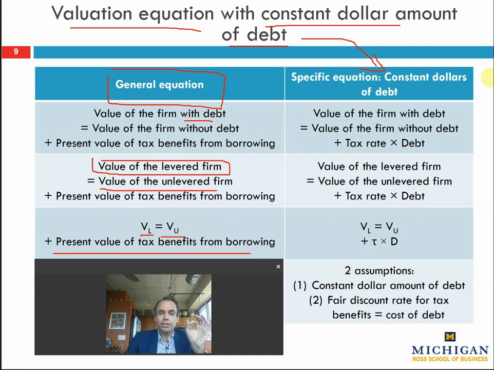The specific equation, which holds if you have a constant dollar amount of debt, $2 billion going on forever in our example, is that the value of the firm with debt, that is the value of the levered firm, is the value of the unlevered firm, V subscript U, plus the tax rate times the dollar amount of debt. And that is based upon two important assumptions. The dollars of debt are constant, and the fair discount rate associated with those tax benefits is equal to the cost of debt itself. Those were the two assumptions that led to this equation.